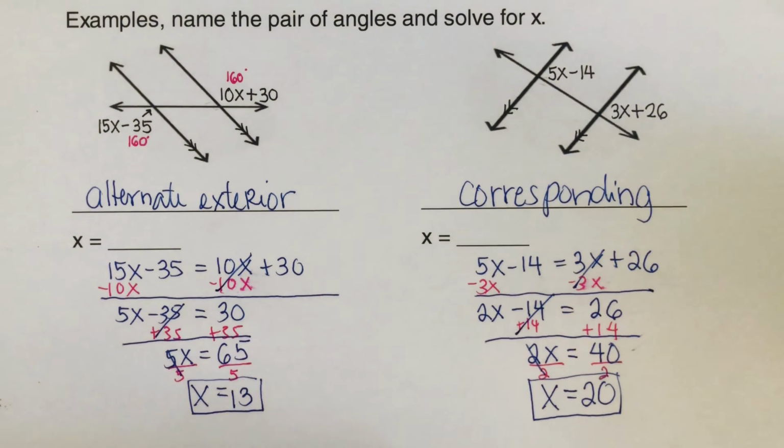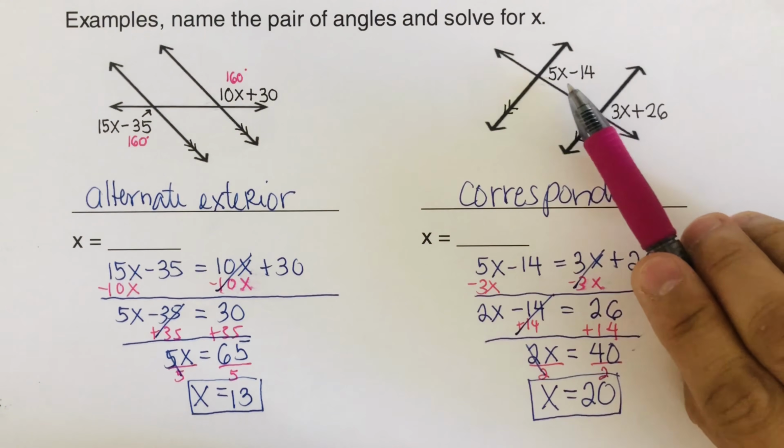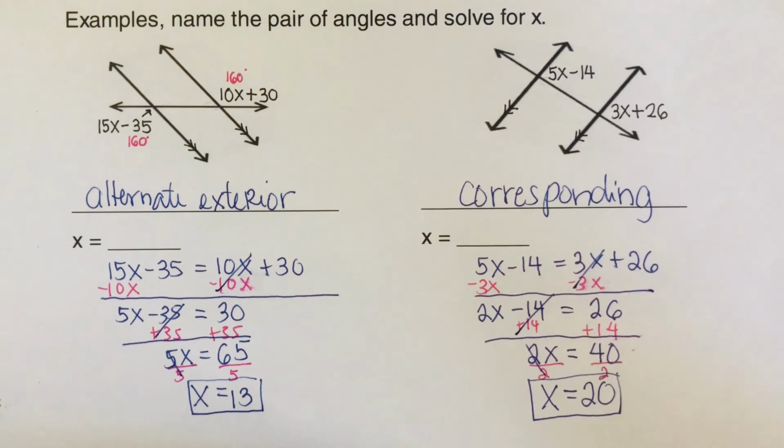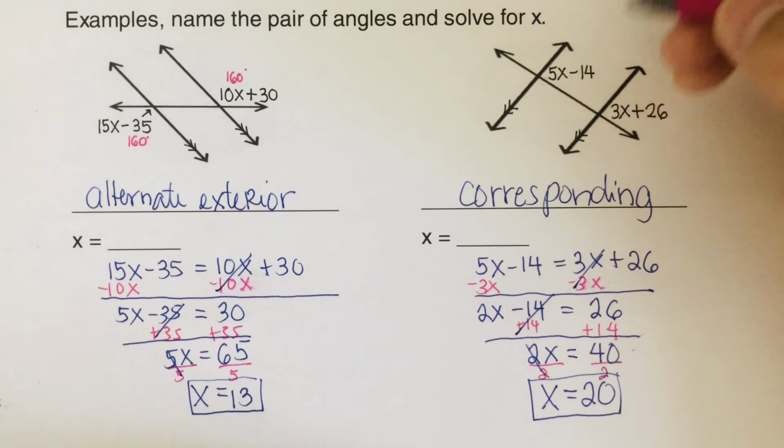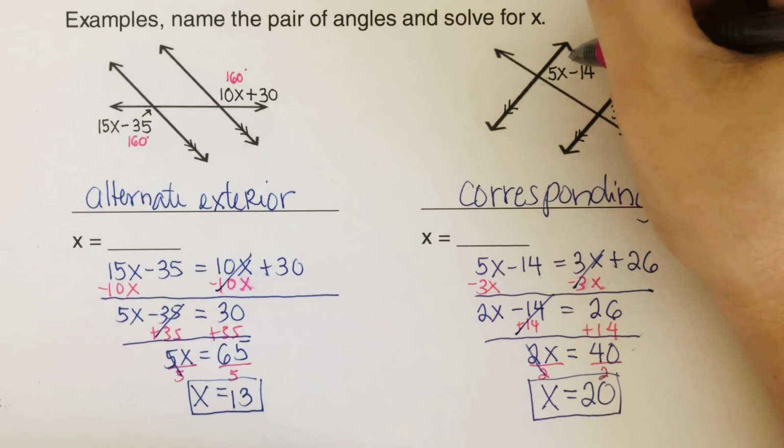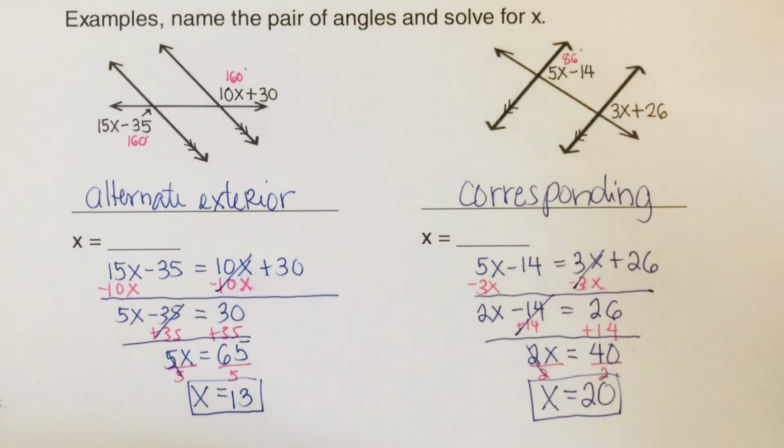Okay, so let's go over this. First, all we need to do is plug in the x, which is 20. So 5 times 20 is 100. 100 minus 14 is 86. So this angle right here is 86 degrees.